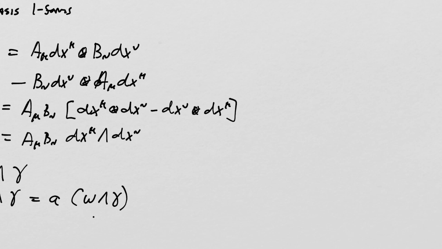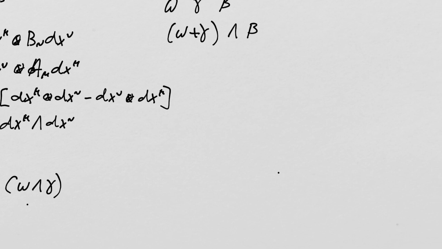Another thing that's important to show is if I have a one-form omega, a one-form gamma, and a one-form beta, omega plus gamma, that's a one-form, right? That's a one-form because it's a covector plus a covector, which is another covector, because covectors are in a vector space of covectors. So what about that with a wedge product of beta? Well, I can break this whole thing out, right?